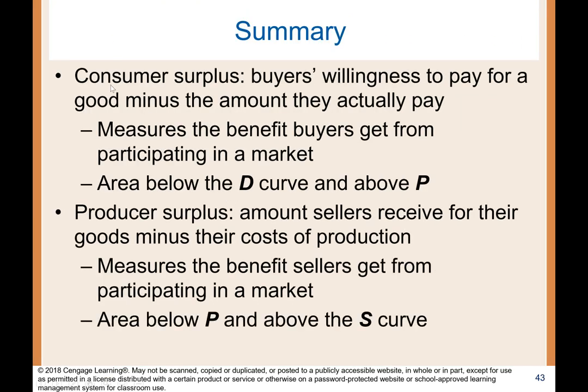Summary: consumer surplus is buyers' willingness to pay for a good minus the amount they actually pay. It measures the benefit buyers get from participating in the marketplace. It is the area below the demand curve and above the price. Producer surplus is the amount sellers receive for their goods minus their cost of production. It measures the benefit sellers get from participating in the market. It is the area below the price and above the supply curve.